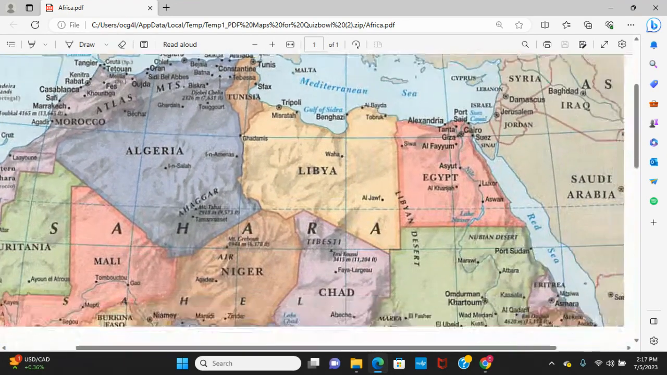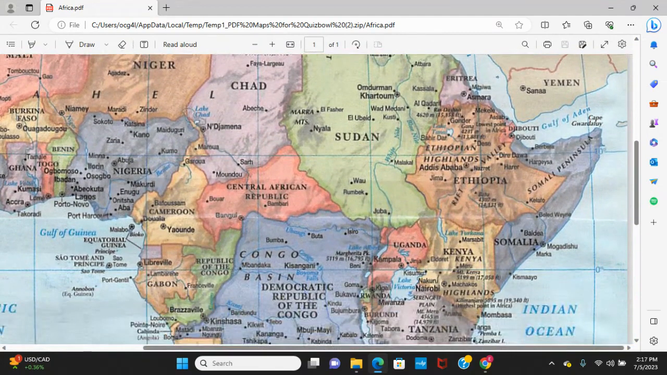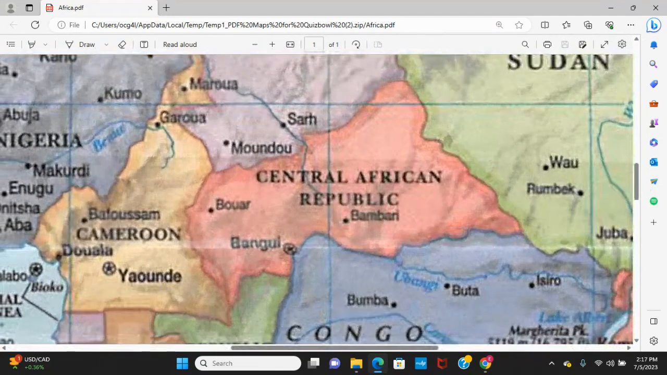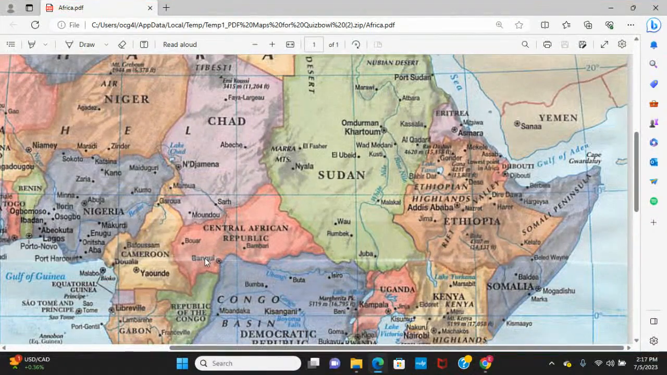So let's go back to where we had been and move across now to the Central African Republic, of course, imaginatively named, with its capital of Bangui that is there. So we move more so into the east and now talk about Sudan.